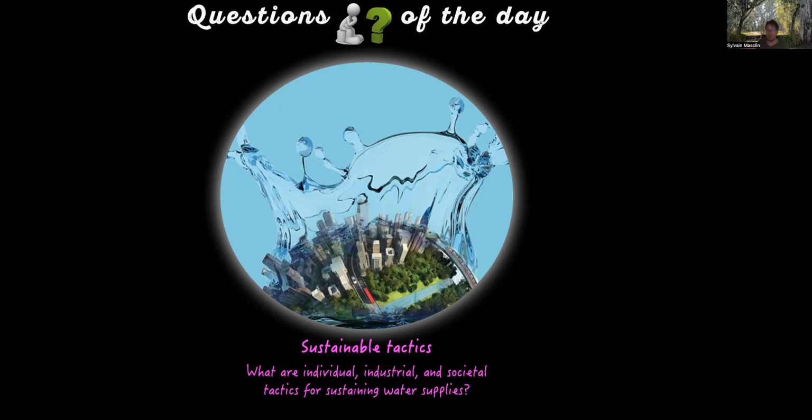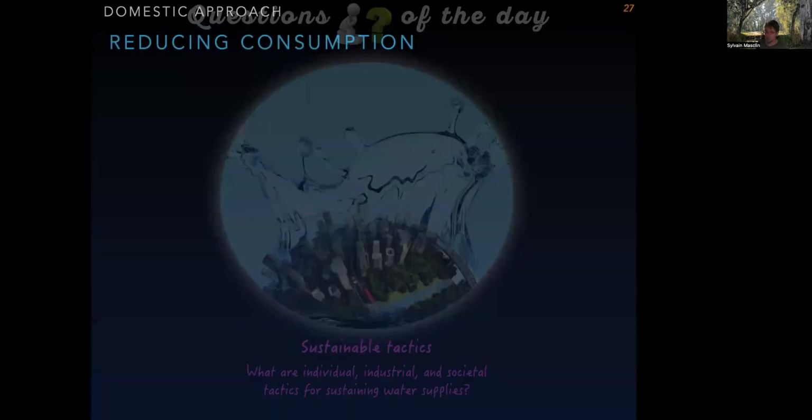We will look at some tactics, some approaches we can use to reduce our consumption of water. Though we saw that one of the main consumers of water was agriculture, I will not talk about agriculture in this part since we already covered it in the food system. But first, we can look at what we can do at home to reduce our consumption.